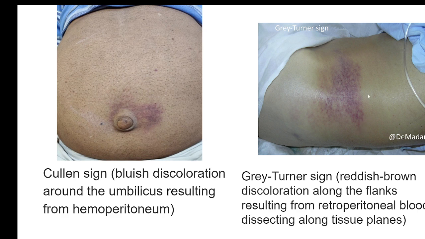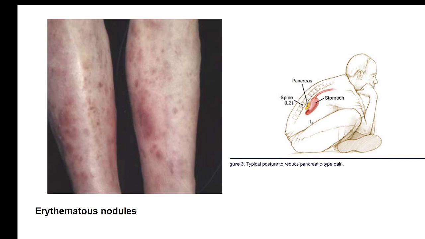Or Grey Turner's sign, where there would be subcutaneous hemorrhagic spots, very often in the flanks, or it could be anywhere. It is also due to retroperitoneal blood dissecting along the tissue planes. These are the common other standard clinical signs. It is not necessary that every patient would have these signs, but whenever they are there, it suggests severe acute pancreatitis. Another clinical finding would be erythematous nodules. The patient may develop erythema in the limbs, with hardening, thickening and a nodular appearance of the erythema.